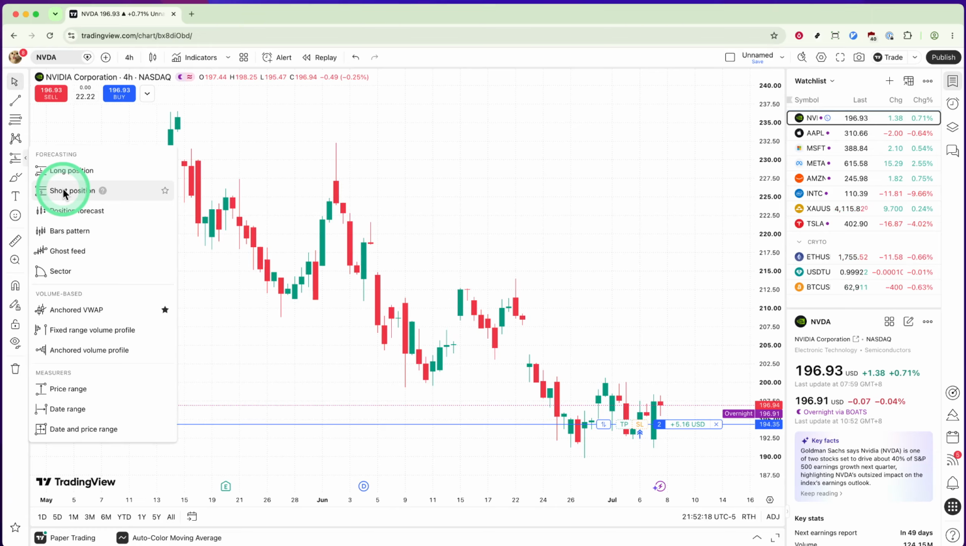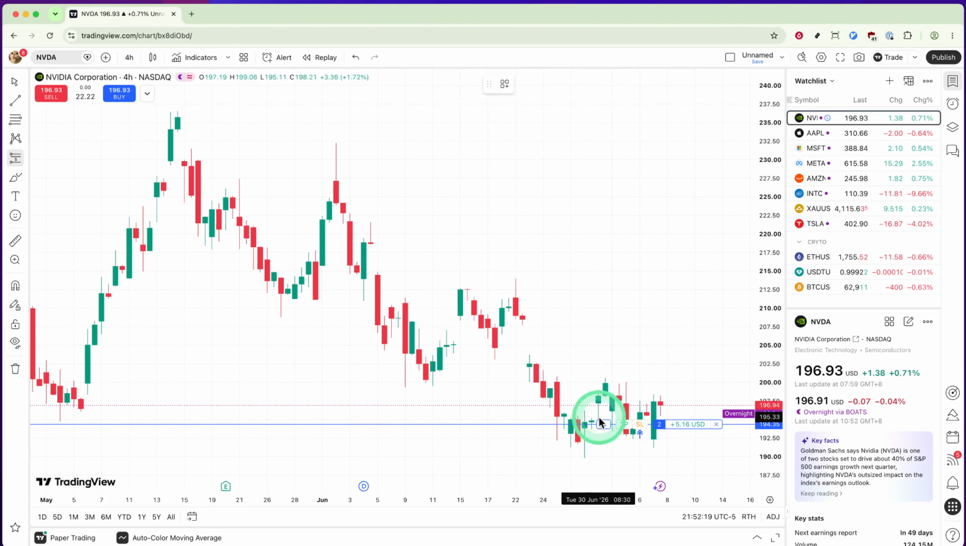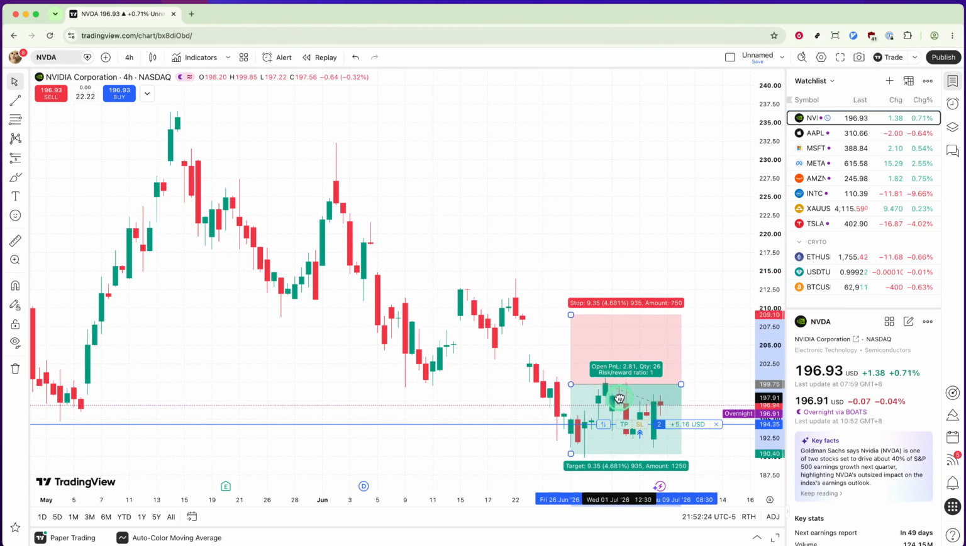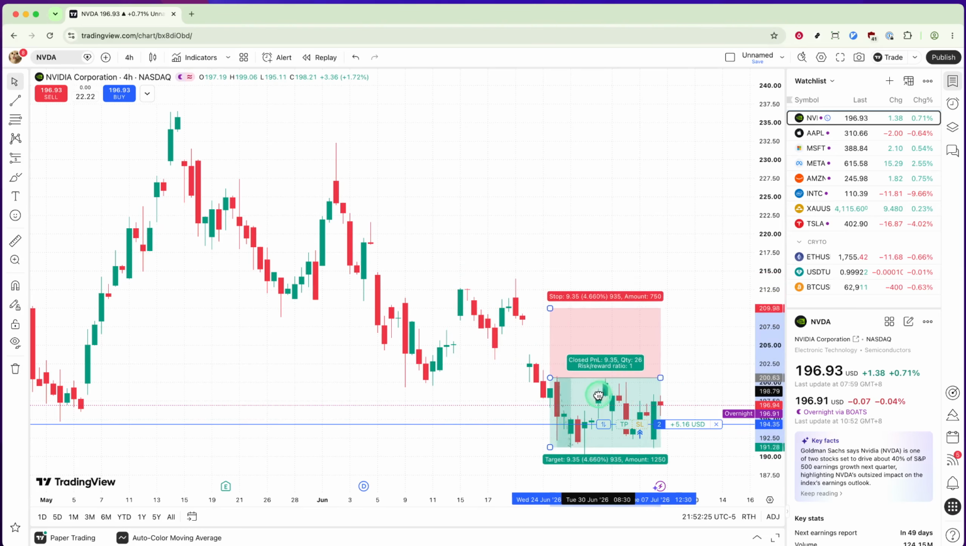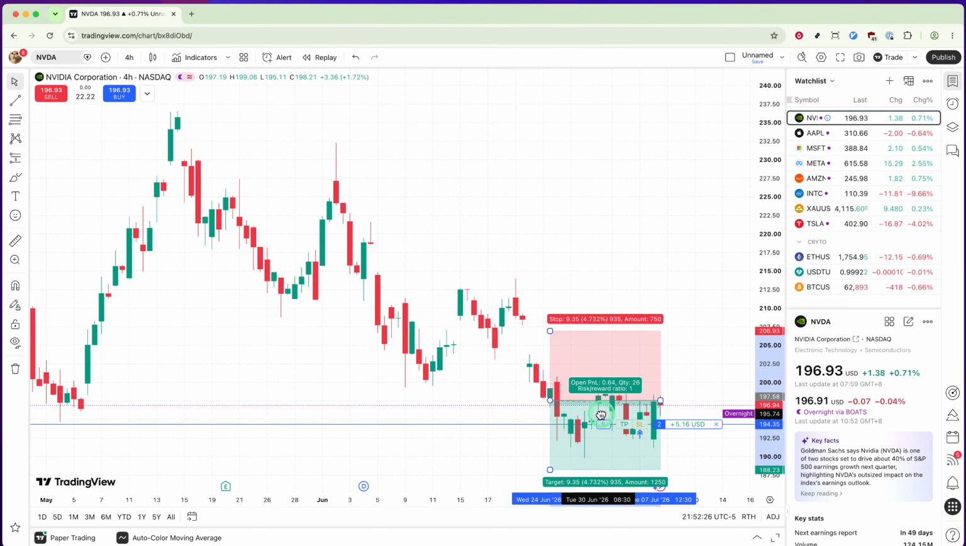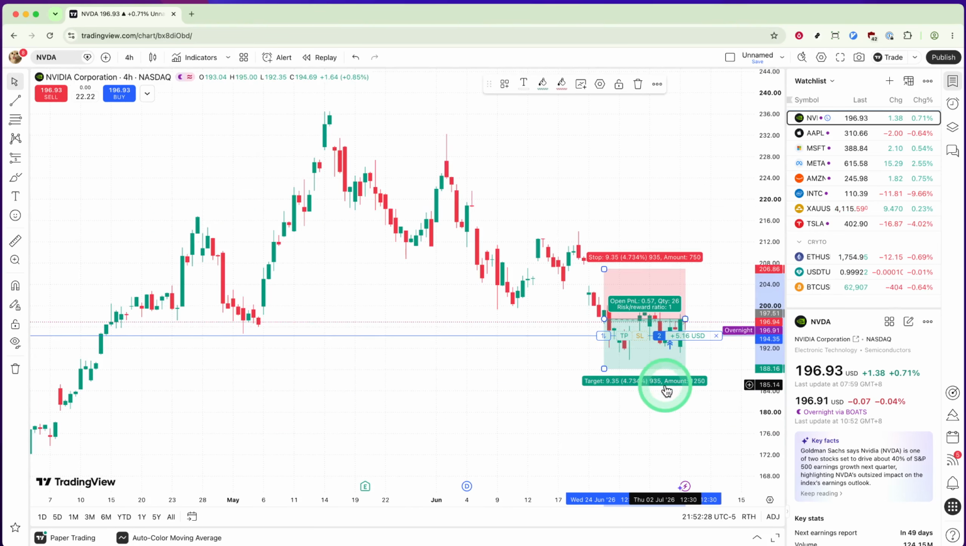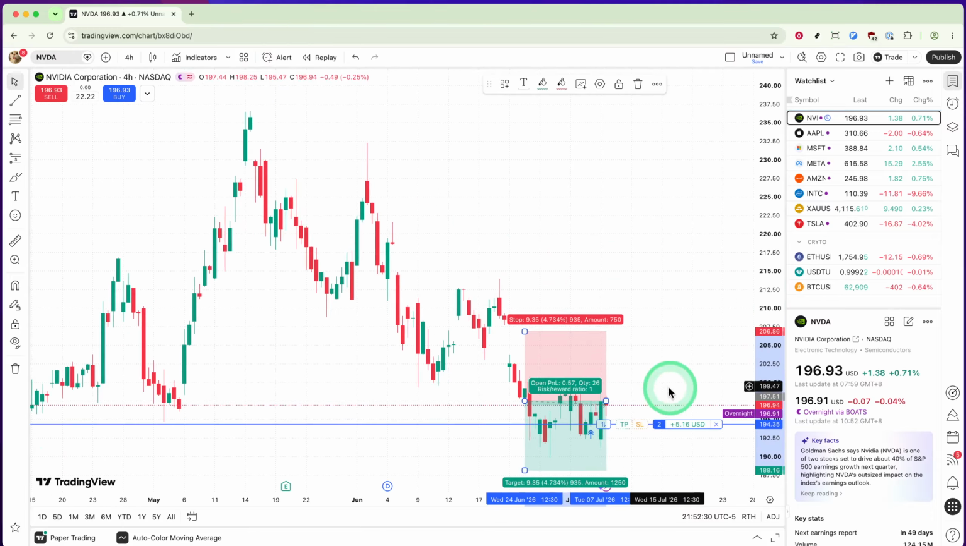Once you've selected the tool that matches your trading plan, it's time to place it on the chart. Click once on the chart at your intended entry price. This will anchor the position tool to that level. Keep in mind that the exact placement can always be adjusted later, but for now, aim to place it as close as possible to your planned entry point. After placing the tool, you'll see a box appear on the chart. This box represents your trade setup.